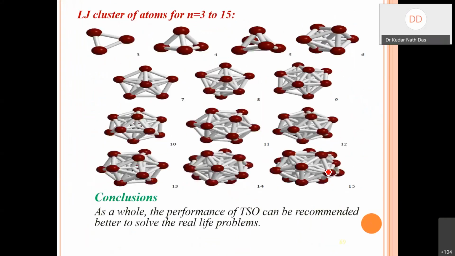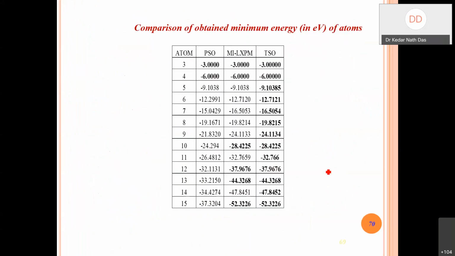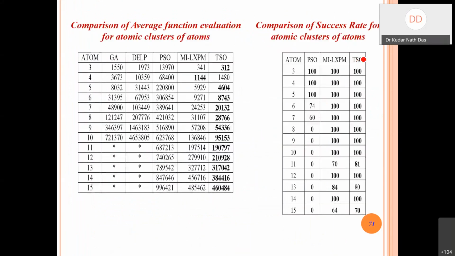Then it has been applied to the Lennard-Jones potential, which involves the interaction between atoms, from 3 to 50 in number. That is called the LJ potential problem, where you can see that TSO gives better minimum energy in the interaction in terms of electron volts. The success rate of TSO is also better over 100 runs, in terms of how many times we achieve the best result, compared with near competitors like PSO and MI LSPM.